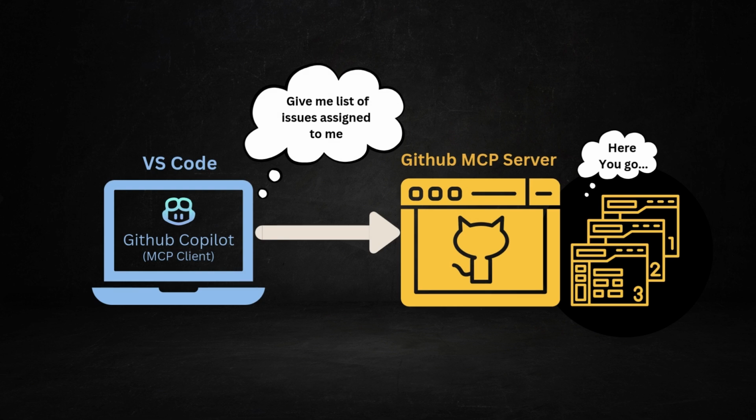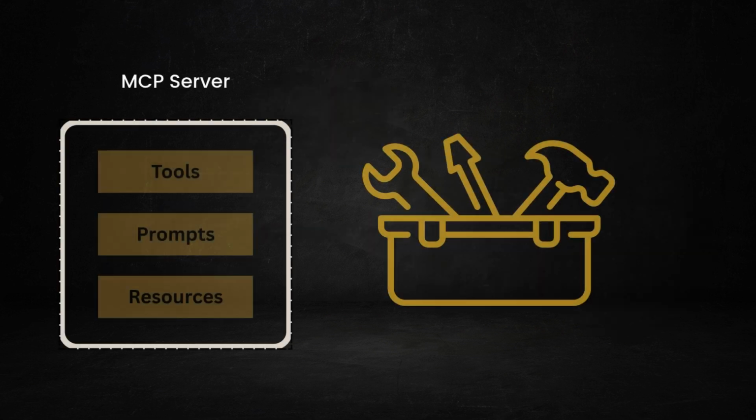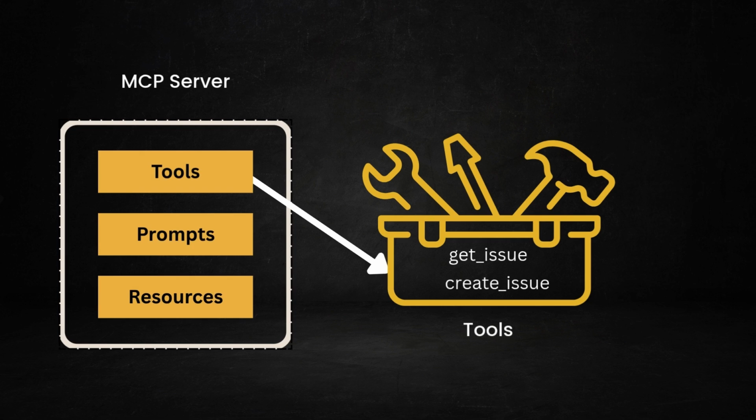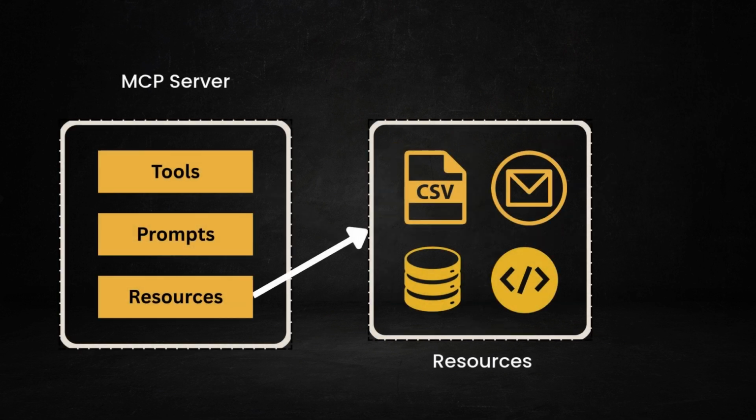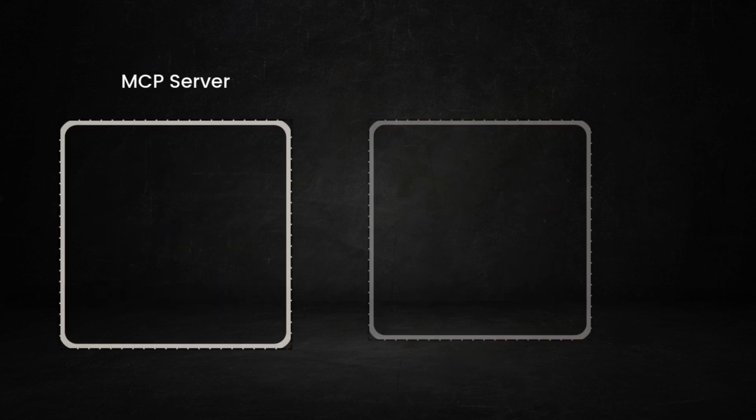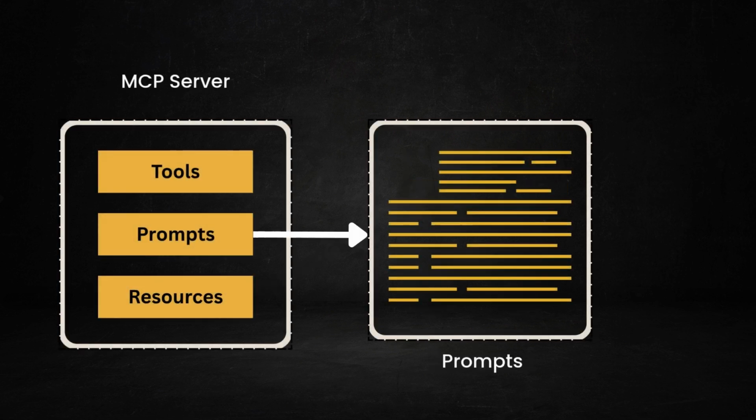They know what they need, like "give me a list of issues assigned to me" or "run this SQL query," but they rely on servers to fetch the information. Servers are where the tools and data live. Tools are functions the AI can call, such as create issue or get issue. Resources are data sources such as CSV files, emails, databases, or code repositories. Prompts are templates that guide how the AI interprets or communicates information.